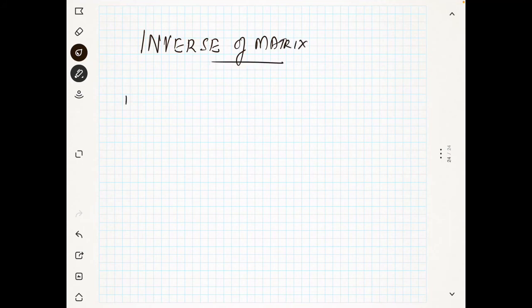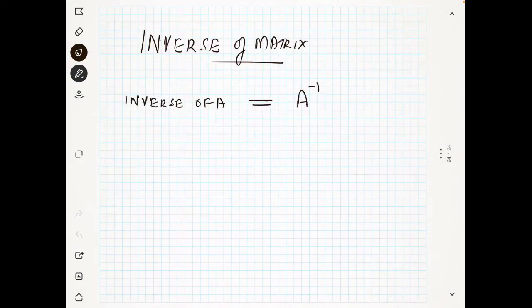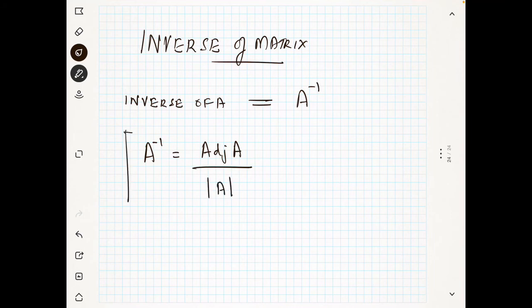So the inverse of A is represented as A inverse, like this. We have a matrix, so the inverse of A is equal to the adjoint of A divided by the determinant of A. That's it. This is the inverse.